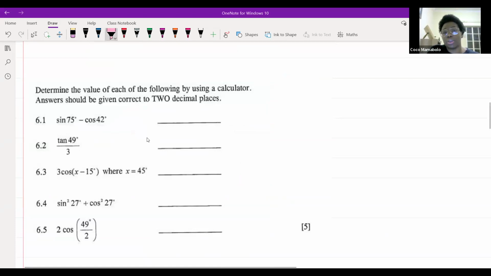The question says, determine the value of each of the following by using a calculator. So this is definitely calculator work, right? The first thing we need to do is make sure that our calculator is in degree mode. Make sure that the D for degrees at the top of your scientific calculator is colored in. And again, the instruction says we must round off to 2 decimal places. So make sure that we're doing the right things.